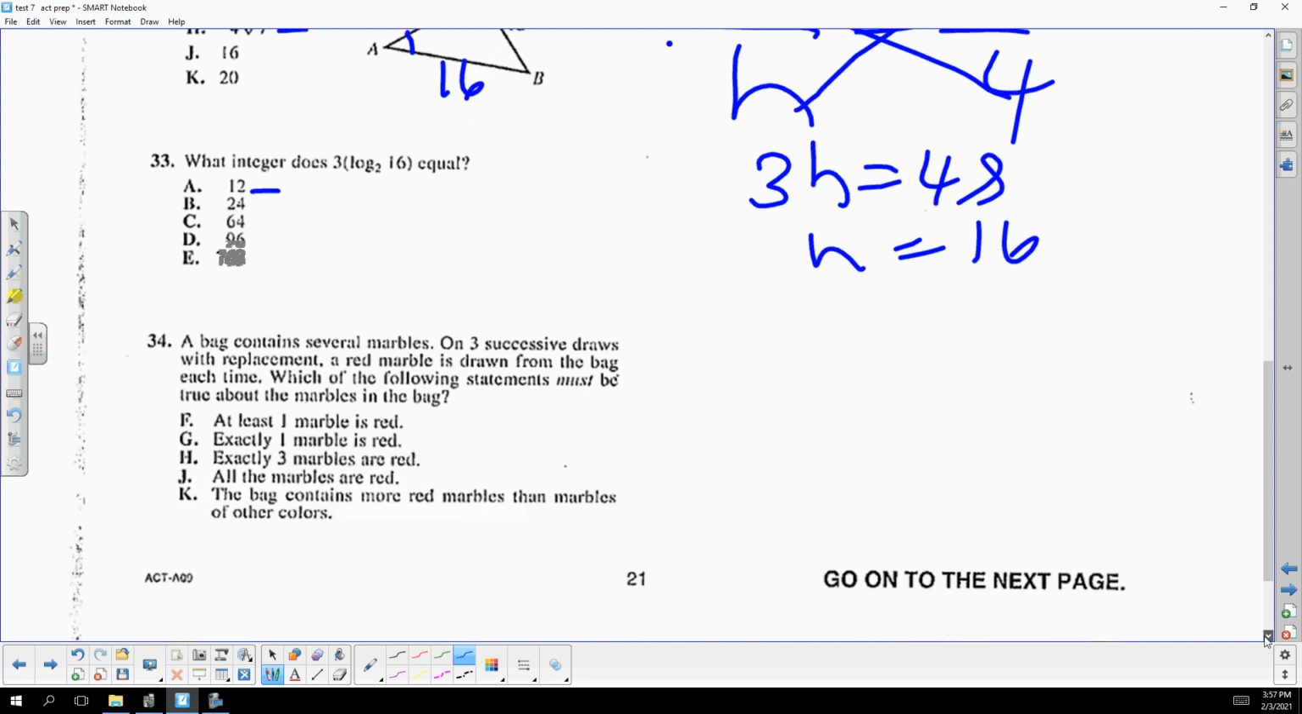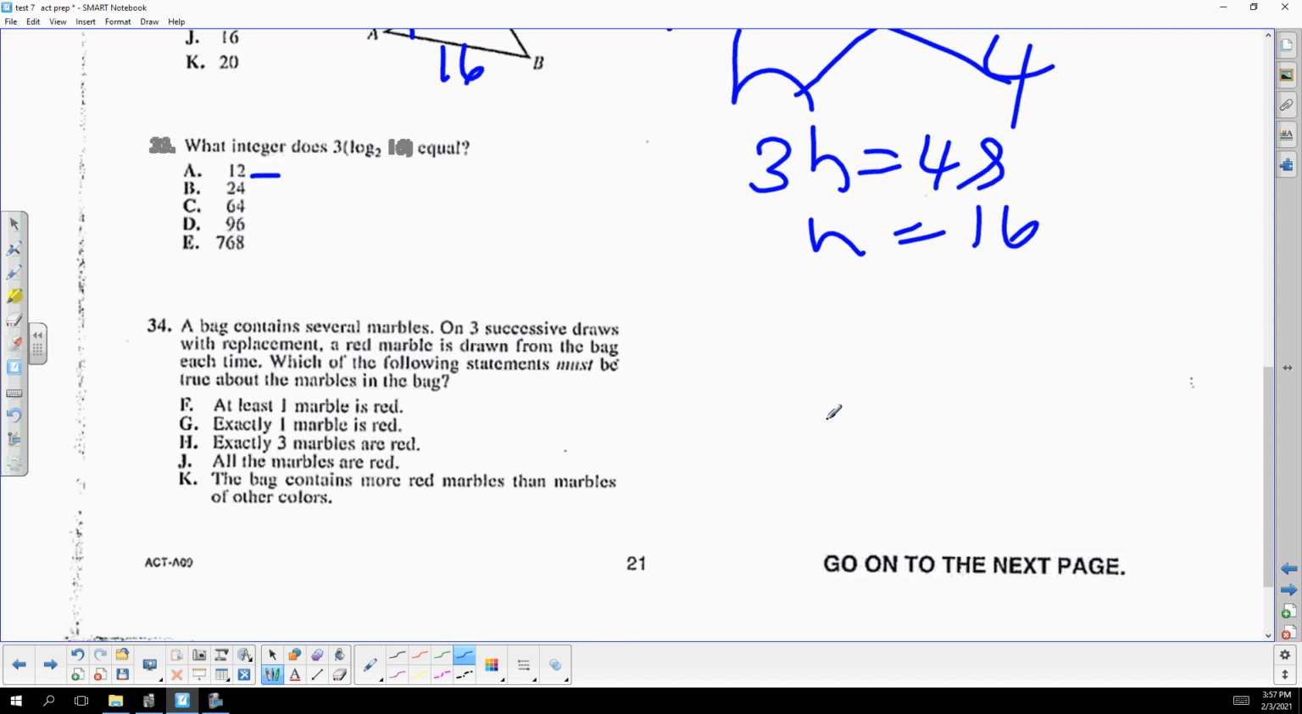Tricky probability. A bag has a bunch of marbles on 3 consecutive draws with replacement. That means I draw and put it back. We draw a red every time. So what does that mean? That means that at least one of the marbles is red. We may be picking all the reds. We may be picking the 3 that are, but we can definitely surmise. We can't surmise this. We might just be getting lucky. It's got to be F, which is at least 1 red.